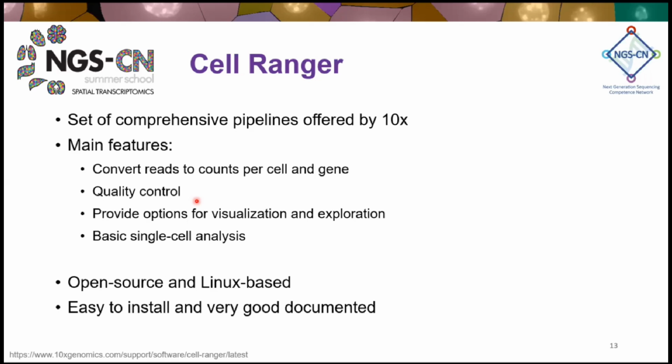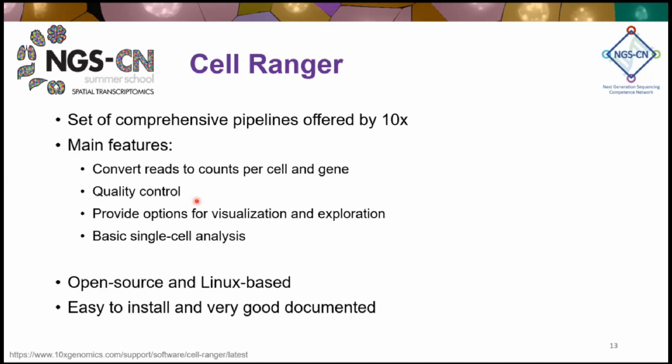So now I will switch to Cell Ranger and tell you a bit about this pipeline. So what is Cell Ranger? It is not one pipeline, but actually a set of pipelines offered by 10x Genomics. The main features of all these pipelines is that typically they convert reads to counts per cell and gene. They do some quality control for you. They provide options for visualization and exploration. And they also do some first basic single cell data analysis.